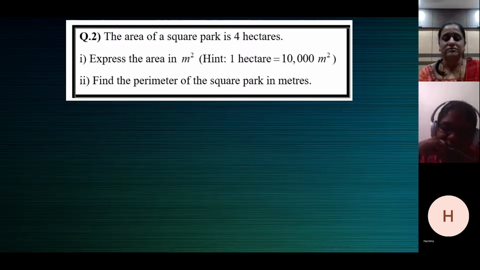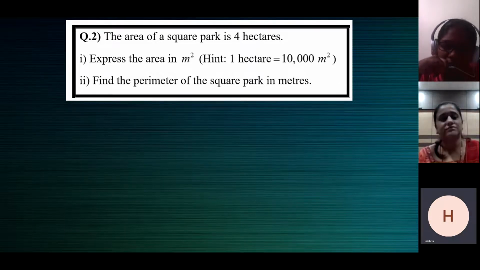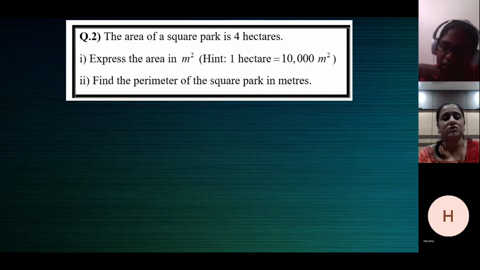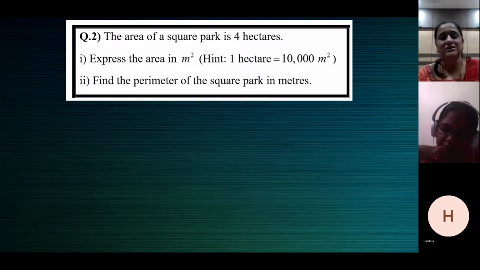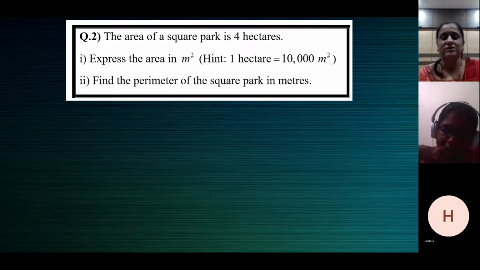What's the answer? 1,60,000. 1,50,000. Second one, ma'am. Ma'am, I got 800 meters square. No, perimeter, so it will not be expressed in meter square. Meters. Okay, ma'am, I got 800 meters. You got 800 meters.